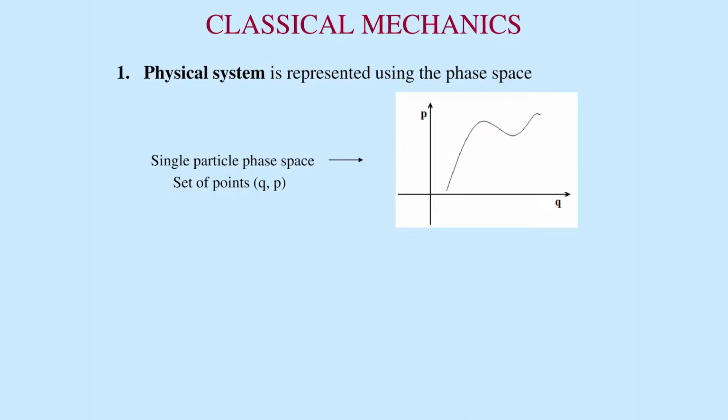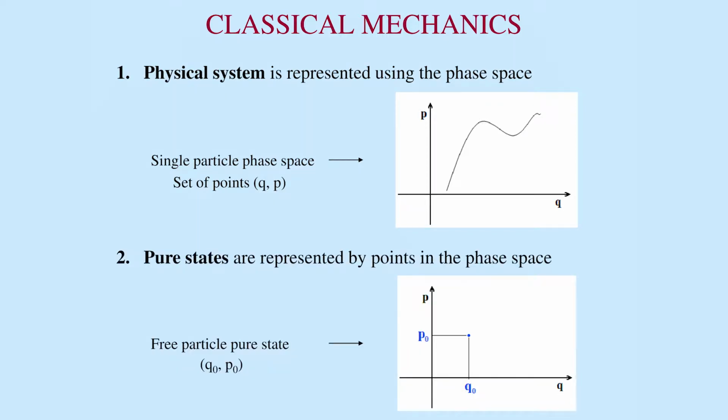Well, as you know, in classical mechanics, a physical system can be represented using a phase space. There we have an example, the phase space of a single particle, which is the set of all pairs of momentum and positions. In classical mechanics, pure states are represented by points in the phase space. Here we have the state of a single particle, which is a pair of a position and a momentum.